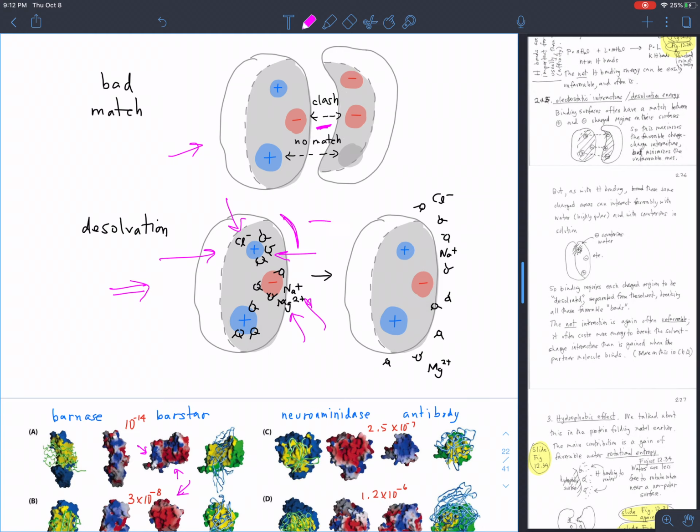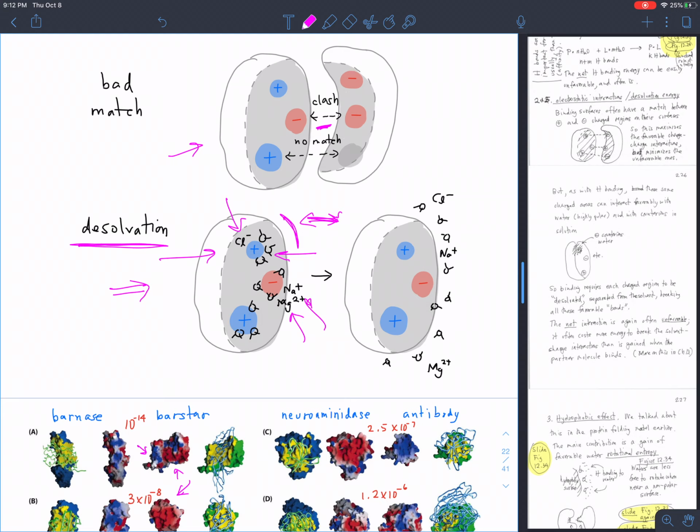And if you're going to bring these 2 molecules together, you have to take all those waters away. You have to break all those favorable interactions. And that's the desolvation energy. It's the energy required to get all the solvent away from the charges before you bring in your second molecule. And of course, that's unfavorable generally.